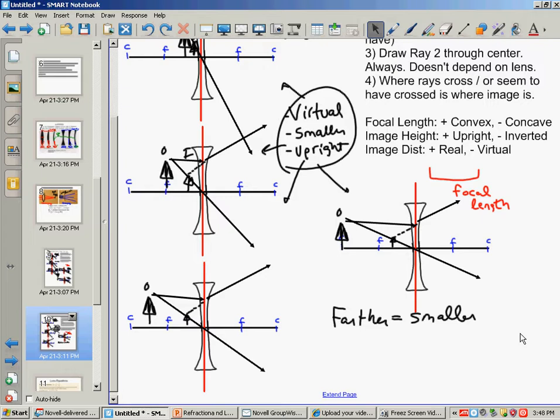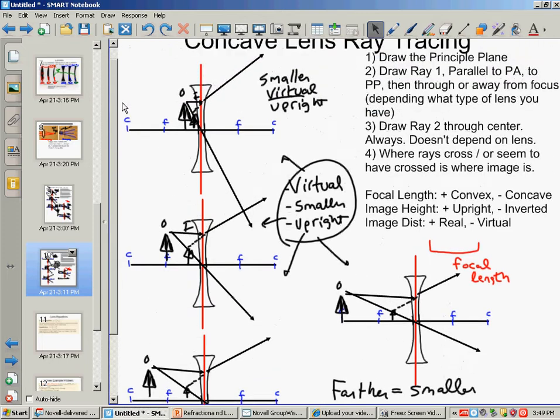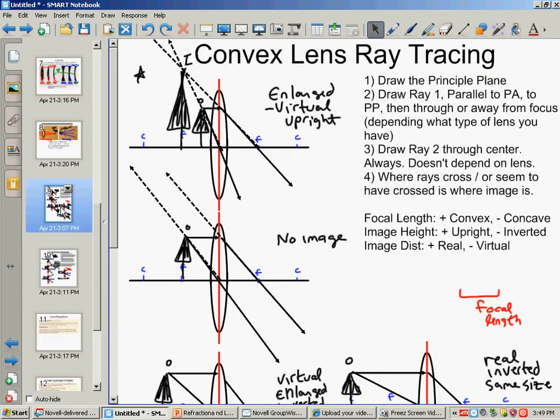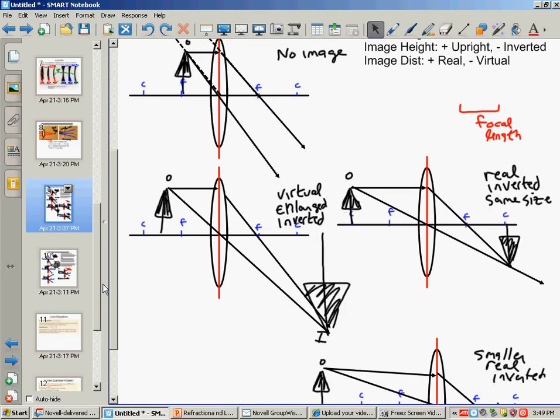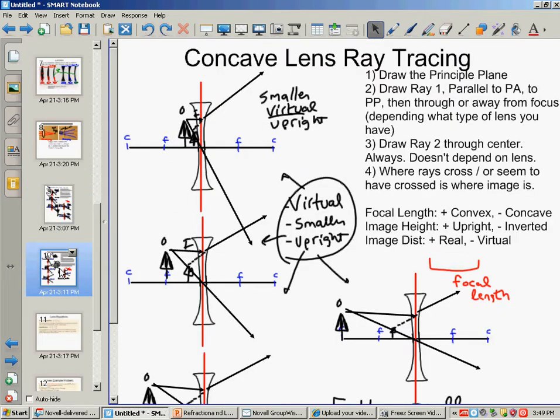Welcome to part 2 of lesson 18.3. We had just gotten done talking about doing ray tracing with concave lenses and convex lenses. Convex lenses, in general, you can get right side up images, you can get upside down images, you can get smaller images, you can get larger images. It really depends. In a concave lens, it doesn't depend. You're always going to get virtual, it's always going to get smaller, and it's always going to be upright.